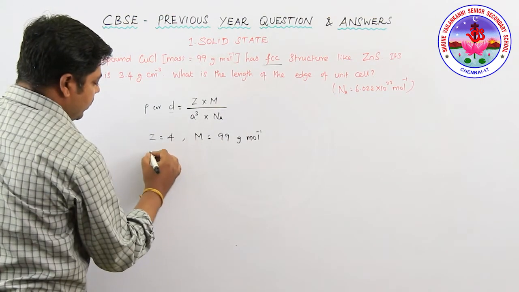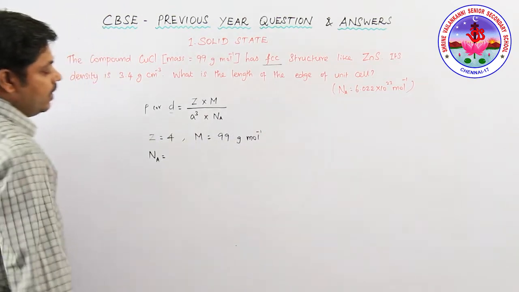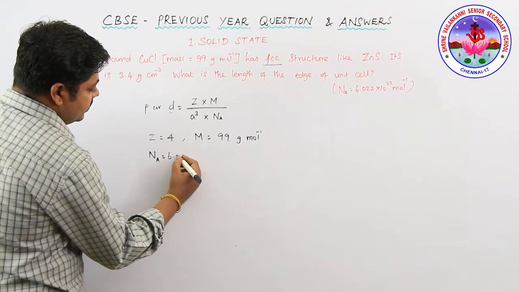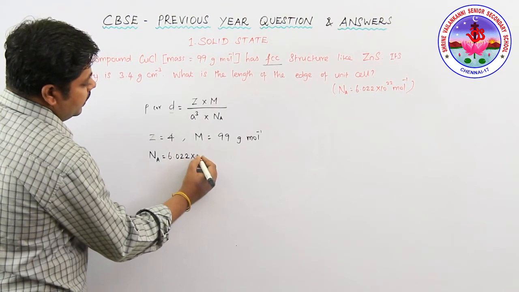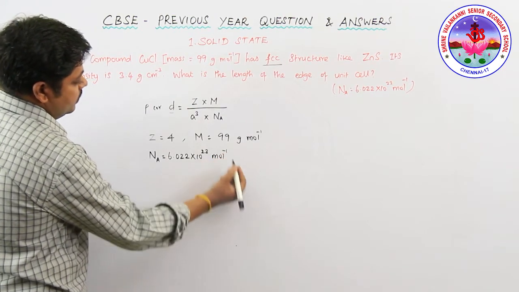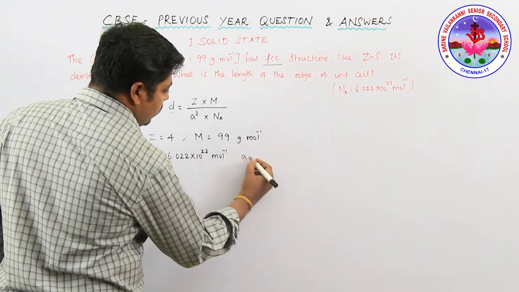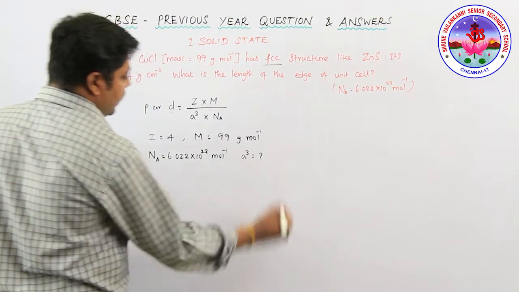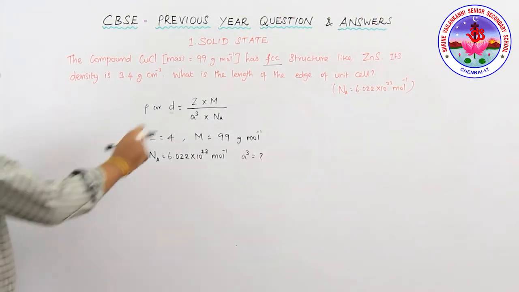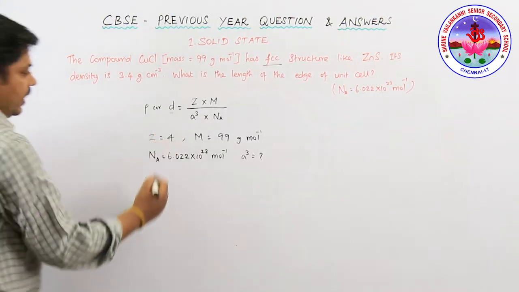Na is already given here, or you have to commit to memory this Na value, Avogadro, or sometimes using N0, whatever it is, just write it here: 6.022 into 10 power 23 mole inverse. So this is the Na value and the A cube. So we want to find out the A cube, that means A. Now apply this value into this formula and you will get the A value.